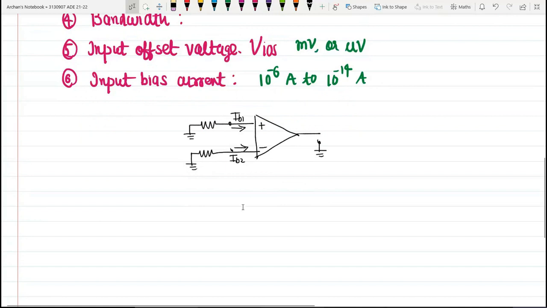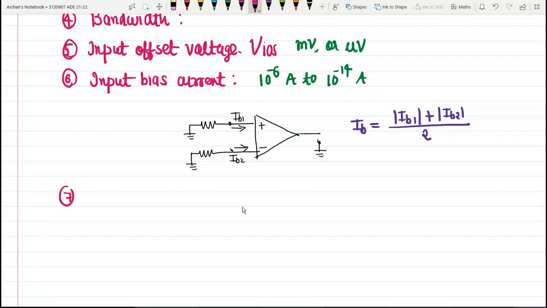So mathematically, if we talk about the input bias current IB, then IB is equal to IB1 plus IB2 divided by 2. Okay. So this will be the effect of input bias current.